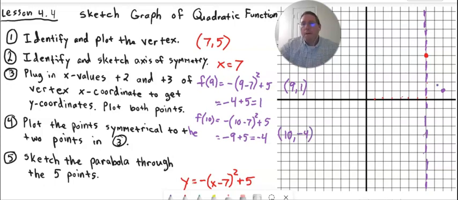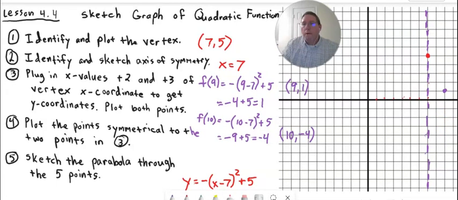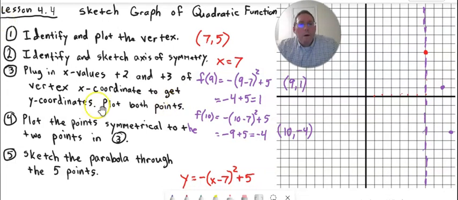10, negative 4. All right, well, this point right here, this is 7, then 8, then 9. Here's 10, and we want to go to negative 4. 1, 2, 3, 4. So down here. Way over here in the corner. Put a dot there. Okay, so now we're going to plot the points that are symmetrical to those 2 points.